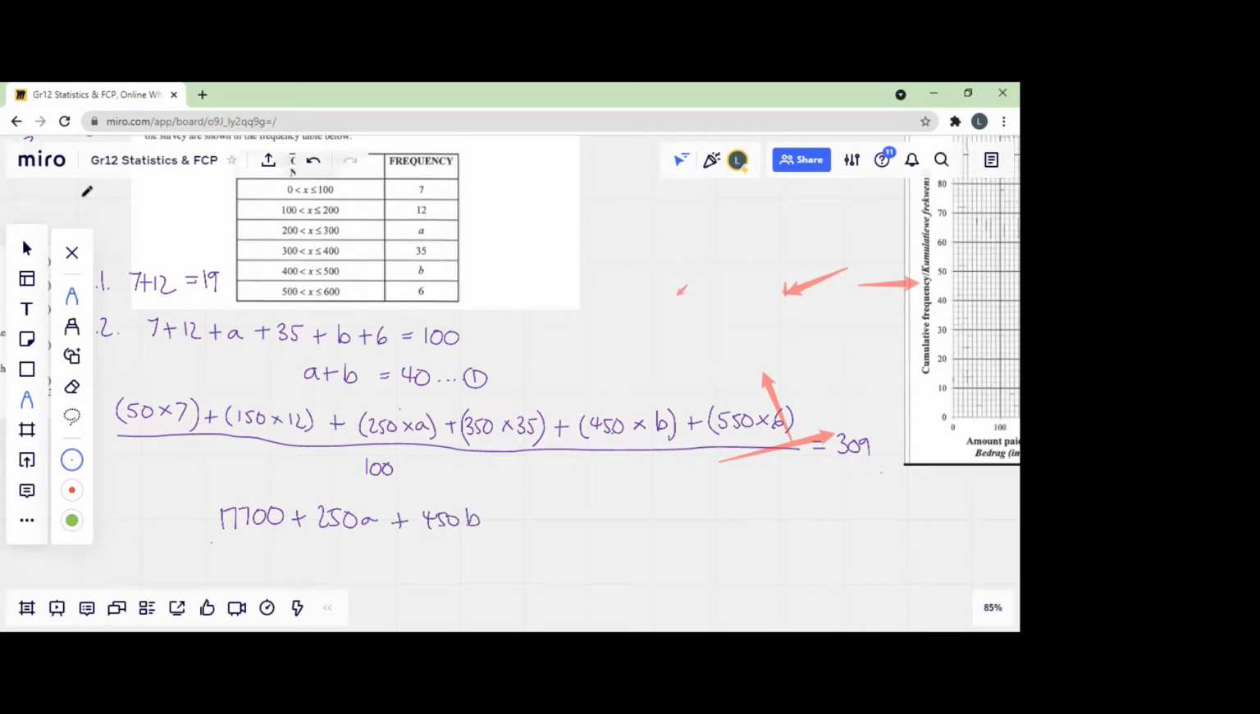So now we can cross multiply. Okay, Melokule, I'm going to do that in one step. I'm going to multiply the 100 at the bottom with the 309 at the top. Okay, I'm cross multiplying. So that's going to leave me 309.